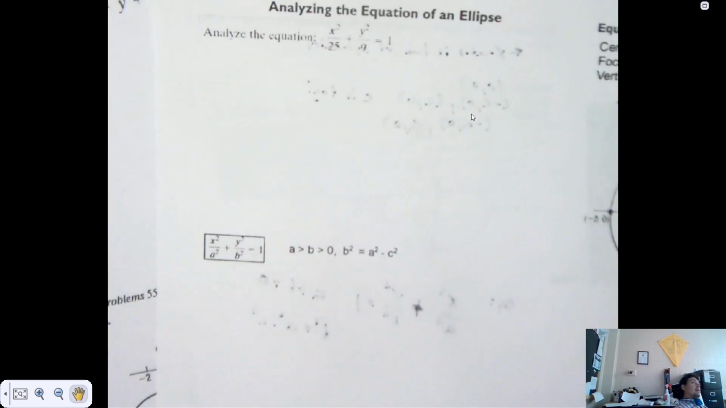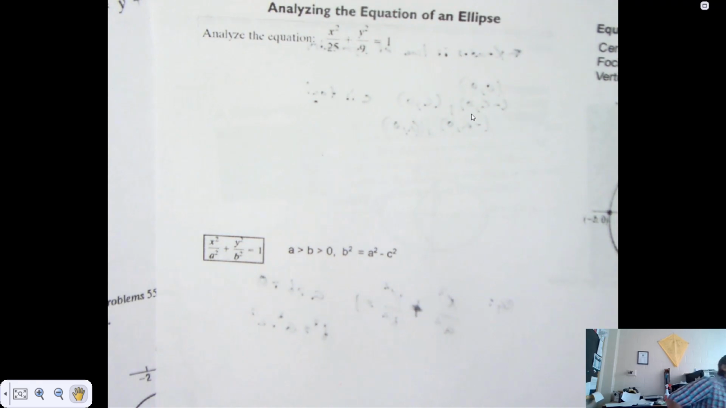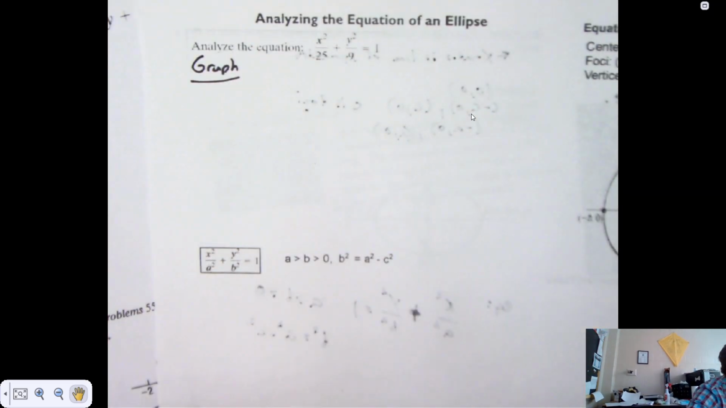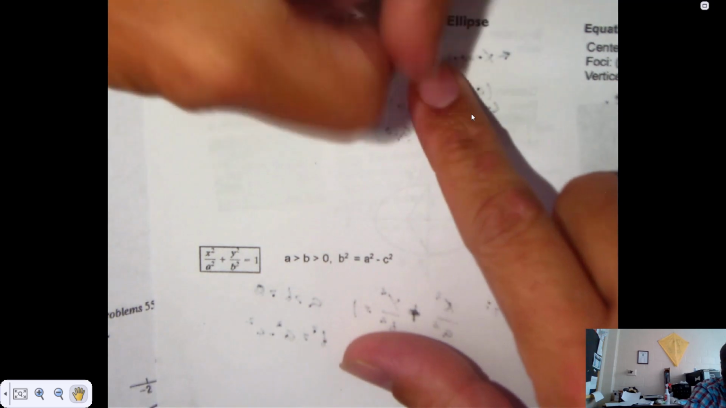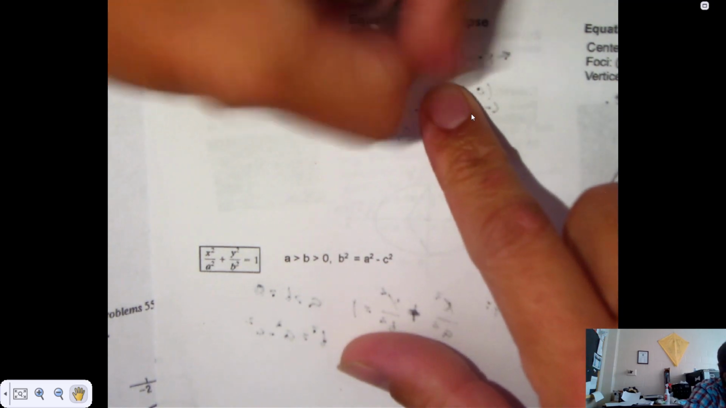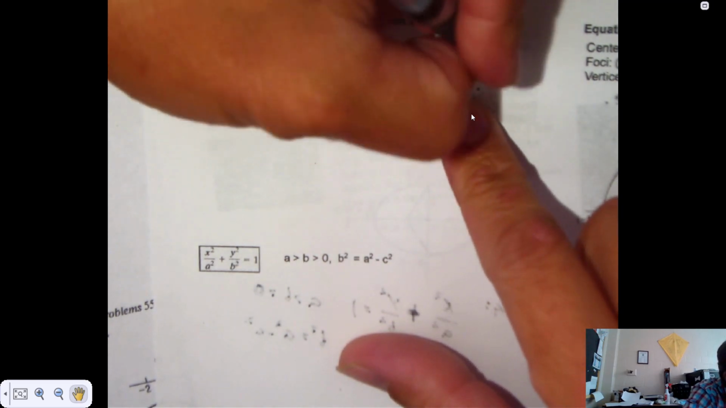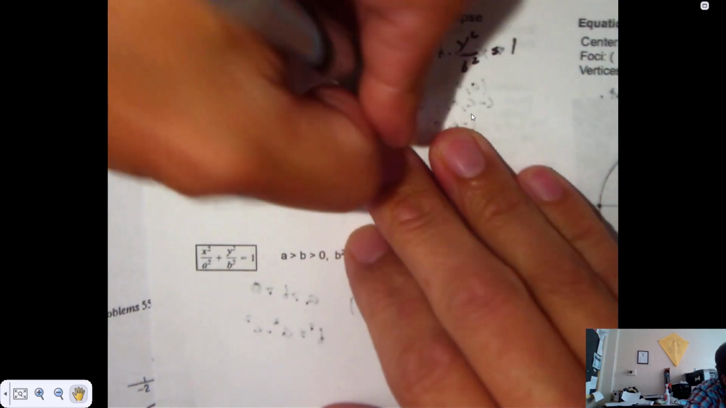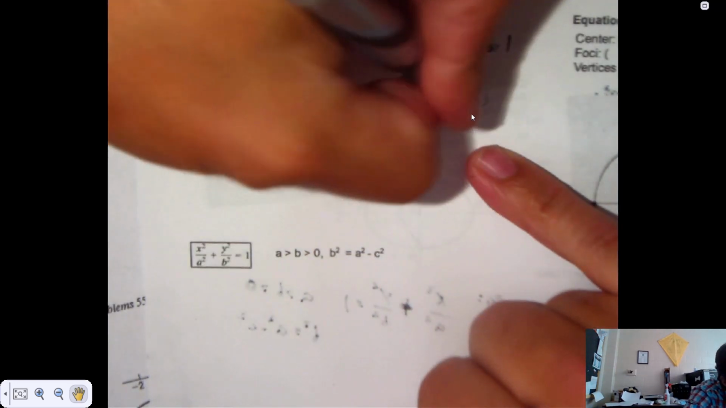All right, so here comes an analyze. That means analyze means graph as well. That's what it means. You're going to graph it. Now, when you analyze, you think about the form x squared over a squared plus y squared over b squared equals 1. Can you figure out what a and b are? What's a? A is 5. Because 25 lines up with a squared. What's b? B is 3.